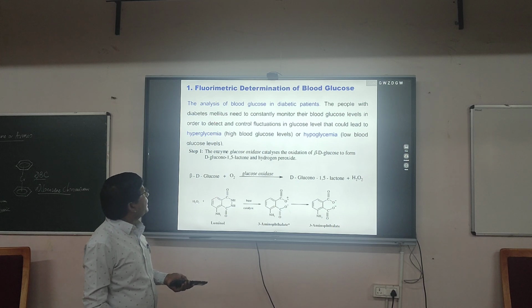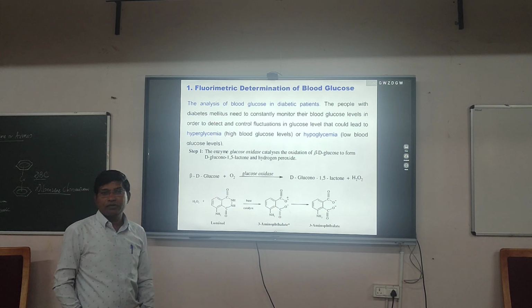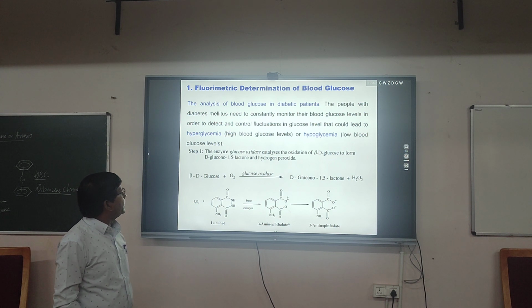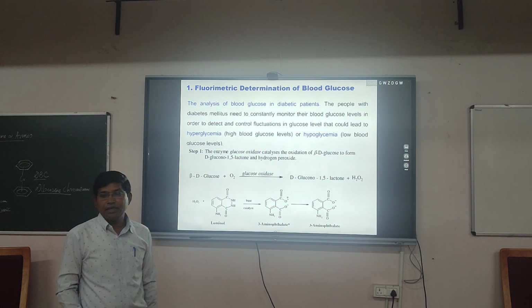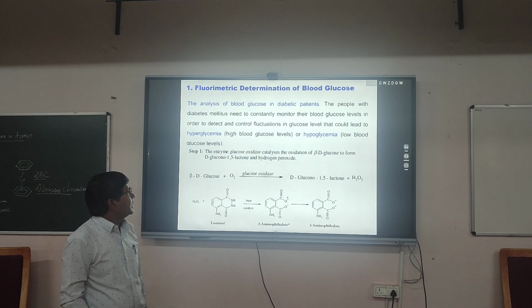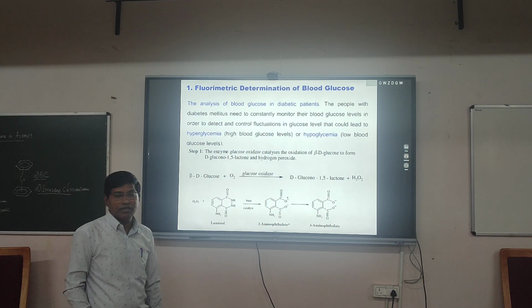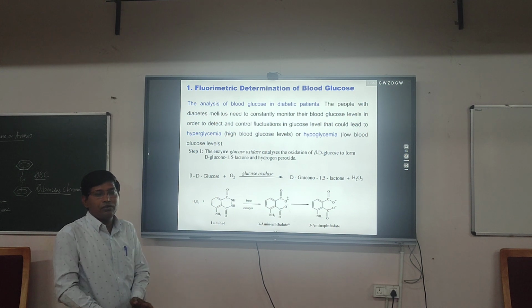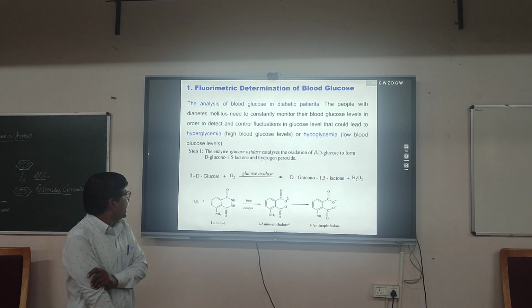Then the next part is the application of fluorescence or phosphorescence. One of the applications is that we can determine blood glucose. There are two cases: hyperglycemia, meaning the person has a high blood glucose level, and hypoglycemia, a low blood glucose level. So the concentration of glucose in a blood sample can be determined.